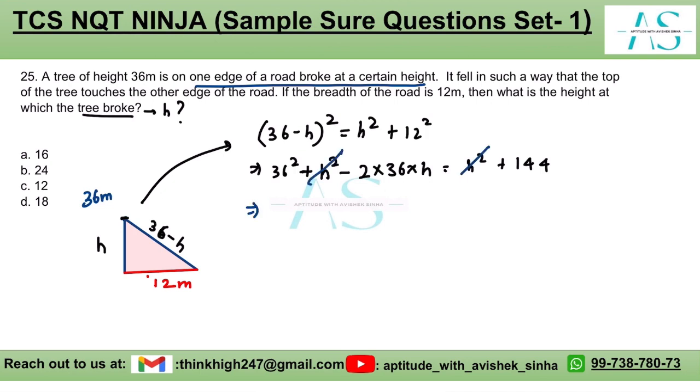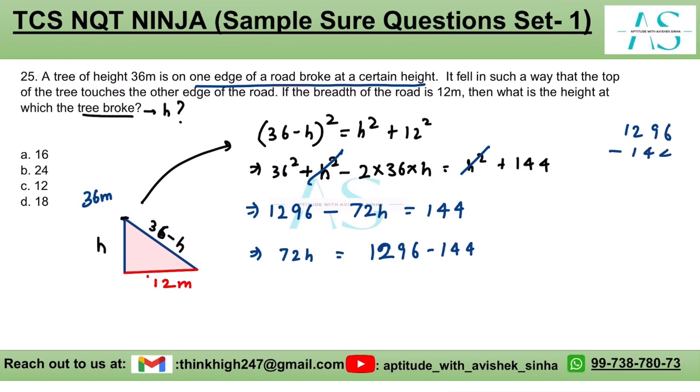36 square. How much is 36 less than 50? 14. 14 square is 196. So write 96, carry 1. Then how much is 36 greater than 25? 11. 11 plus 1 is 12. So 1296 is the square of 36, minus 36 into 2 is 72h, and this is 144. So can we write 72h is equal to 1296 minus 144? So 1296 minus 144.